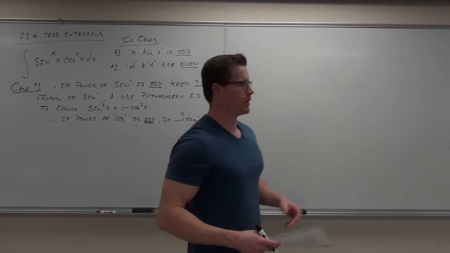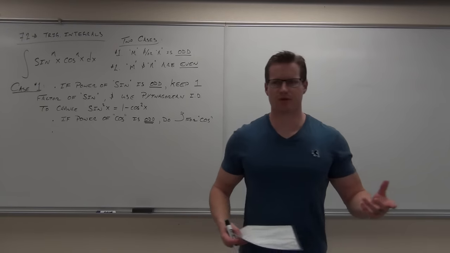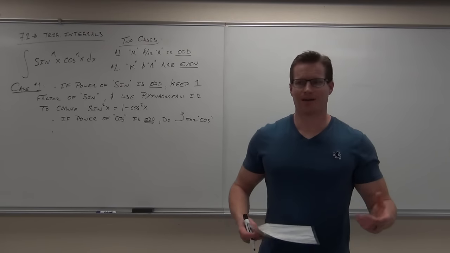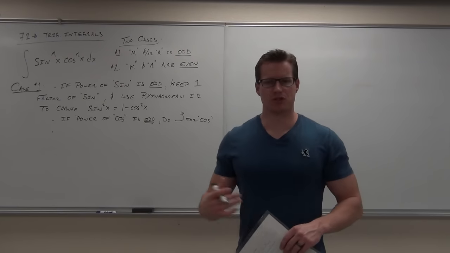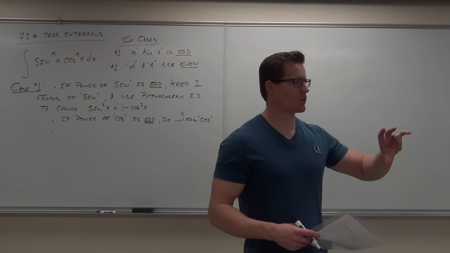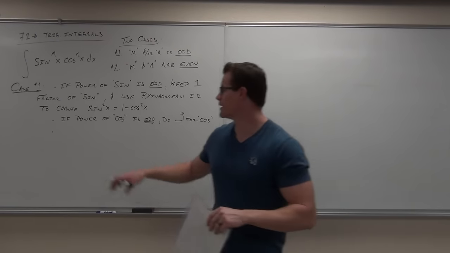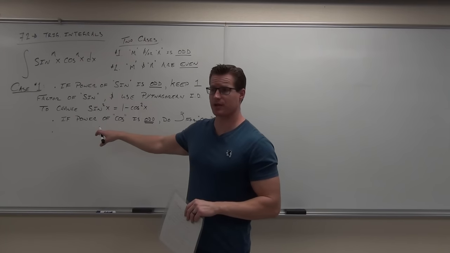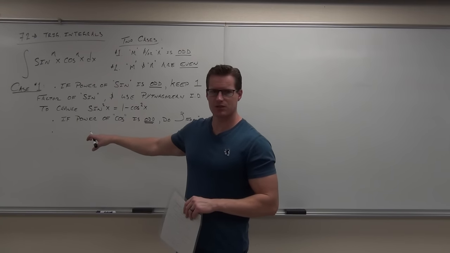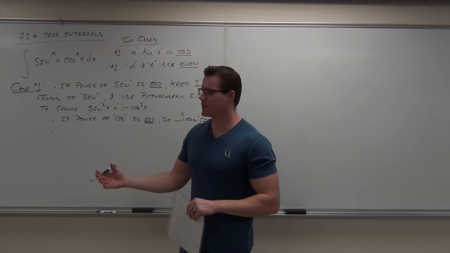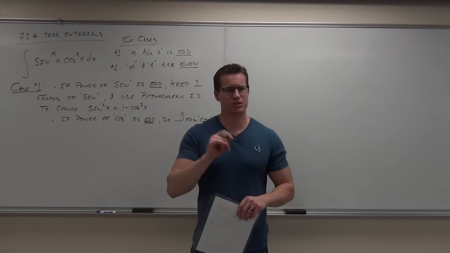Now, what if they're both odd? What would you do if they're both odd? I don't know. Well, use the one that benefits you the most. For instance, pick the smallest power. Let's pick the one that gives you, hopefully, a sine squared or a cosine squared by itself. Does that make sense to you? So we use the smaller power, or use the power that's going to give you something squared.